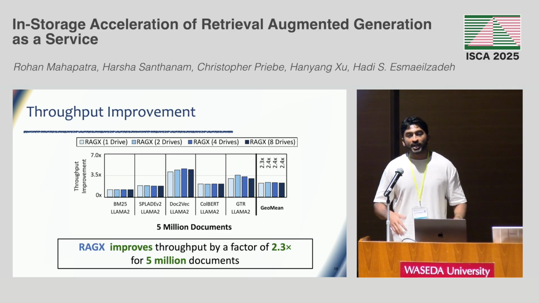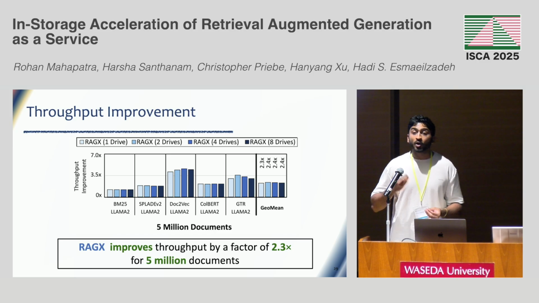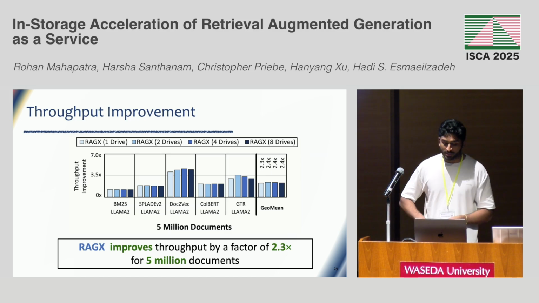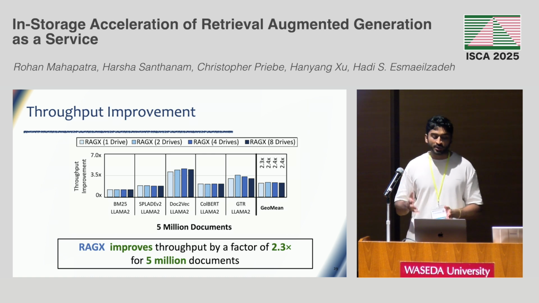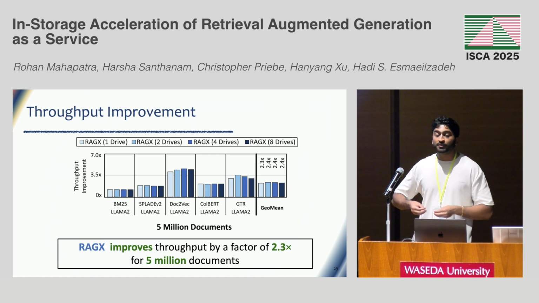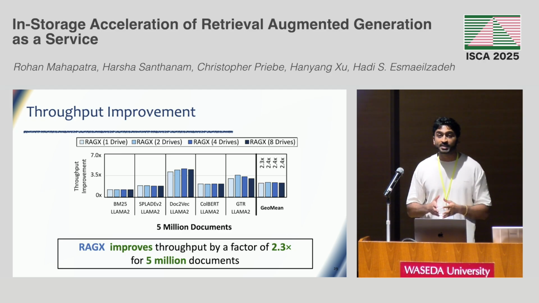This graph shows our system's throughput improvement relative to the baseline, which is CPU and NVMe, but it also shows how our system performs as we increase the number of storage drives. This is specifically for 5 million documents. On the x-axis, we have our different RAG benchmarks, and on the y-axis, we have throughput improvement. What we see here is that we deliver a 2.3x improvement over the baseline, and this throughput improvement remains stable as we increase the number of storage drives.